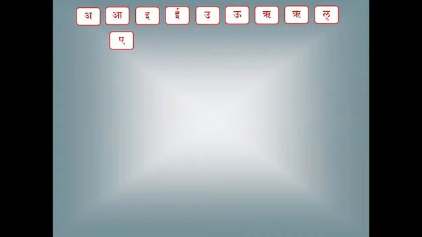A. Short or long? Both are long. It is long, this A. Then you have to say A only, not short A. There is no short A. In Tamil, we have short A. And in Saṃskṛtam, only long A is there. Short A is not there. Next one.